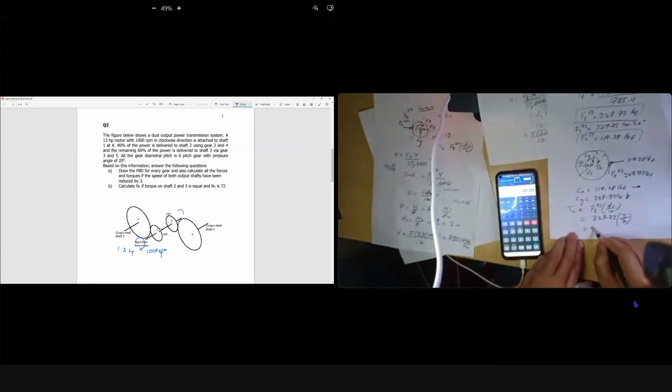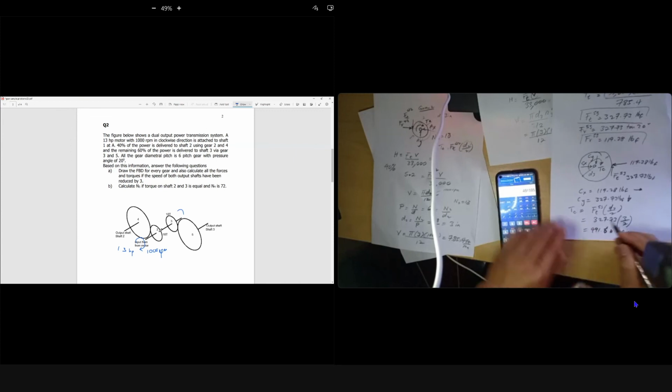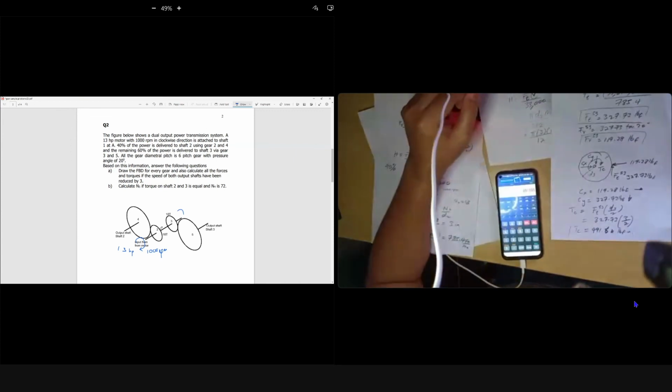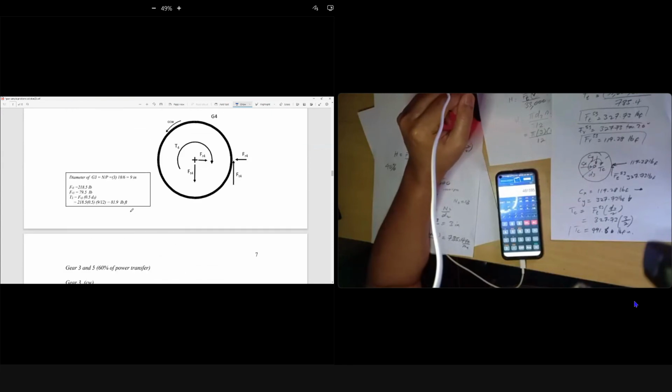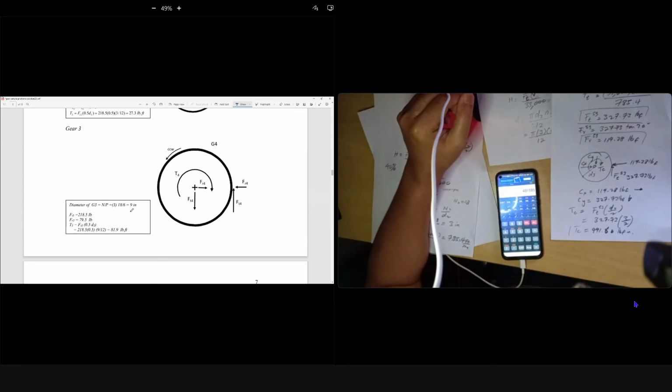Equal to 491.6 pound force inch, torque pound force inch. It is checking. You can look at all the solutions here. Diameter 3, 81, torque 3, torque 3.